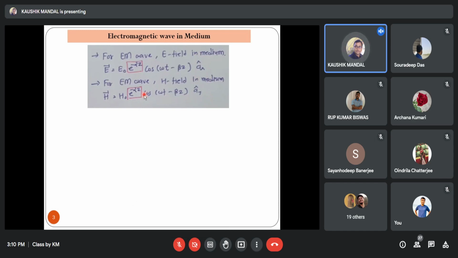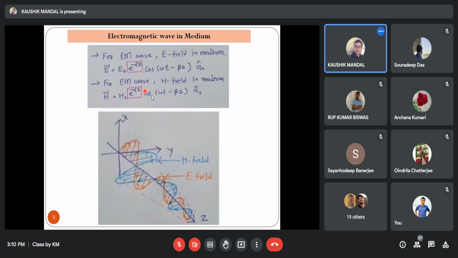Now in that case, as we are considering the electromagnetic wave propagation in a particular medium, we have introduced the attenuation factor e to the power minus alpha z. Now if we draw the corresponding field, what will happen?